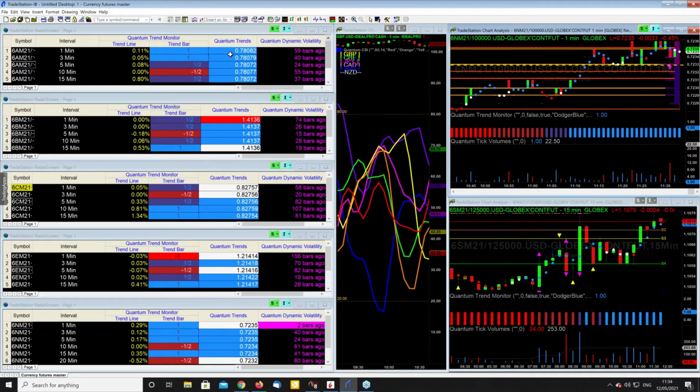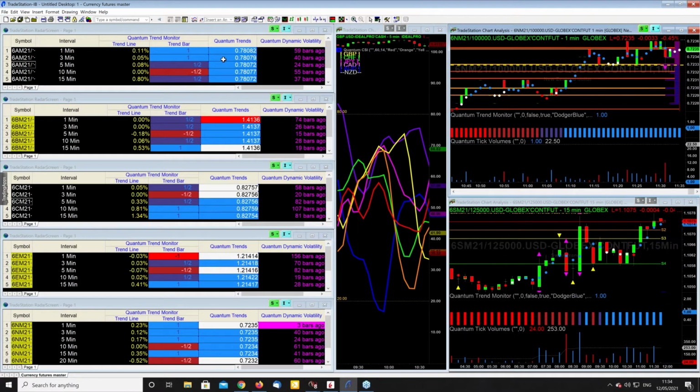So running it in this way on radar screen on Tradestation, this is on 9.5, this is running through Tradestation Global, and the data feed is Interactive Brokers. So this is linked directly to an Interactive Brokers feed. So if you have an IB account, it's a fantastic way to trade because you can trade straight through the chart and you get all the advantages of Tradestation as well.